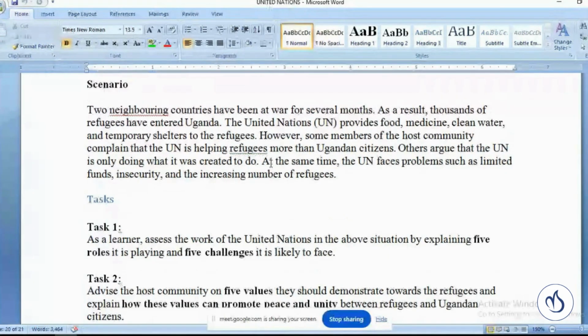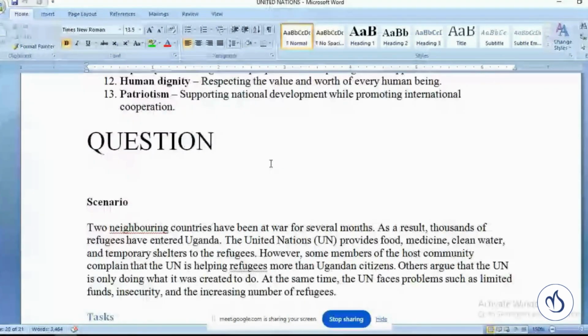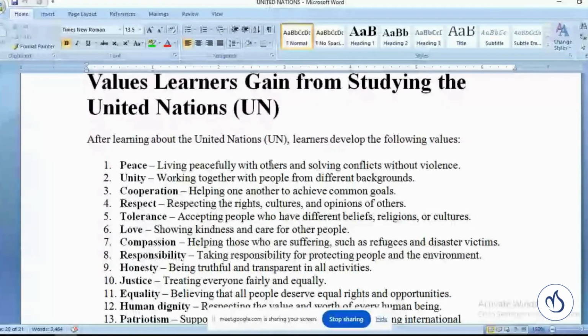Members, I don't know if you are looking at this scenario. What I wanted first, as new curriculum students, is: what do we learn from the United Nations organization? What do we learn from this topic?